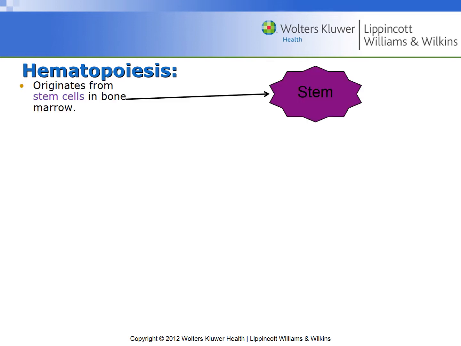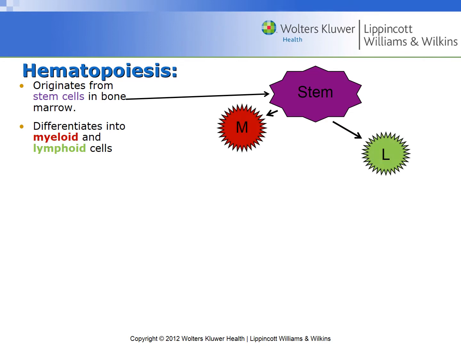So how does it start? We have stem cells in the bone marrow. A stem cell is a cell that can differentiate into many different types of cells. In this case, it differentiates into myeloid and lymphoid cells. Right now, do be paying attention to the pieces that come out of these because it will make sense later when we talk about blood disorders. So myeloid and lymphoid cells.